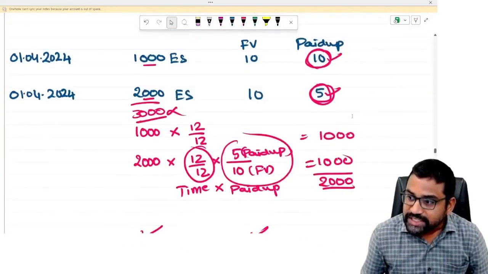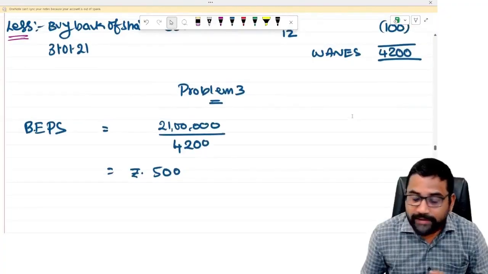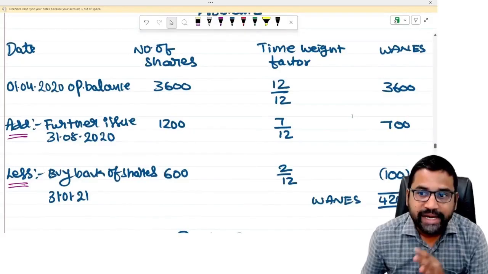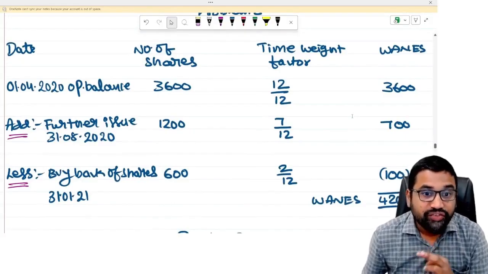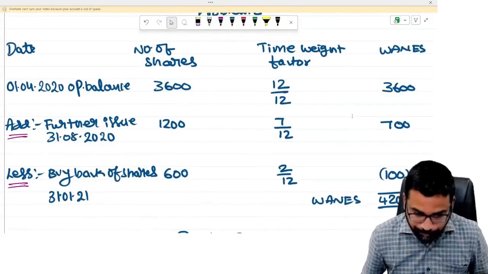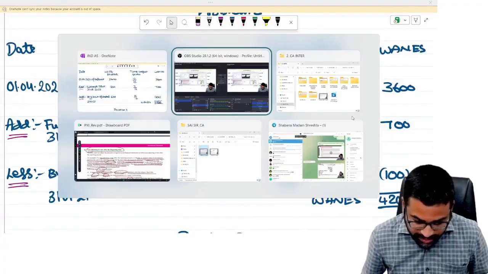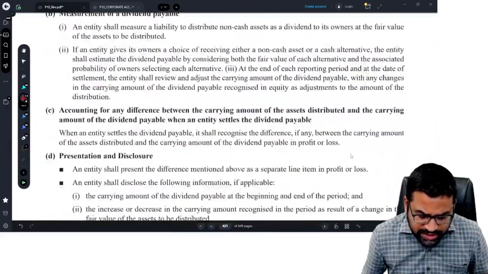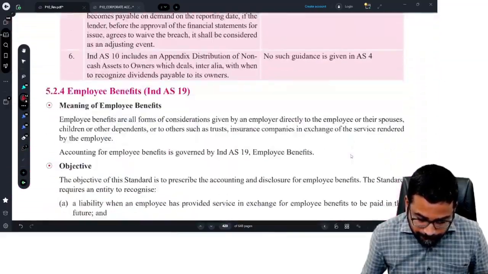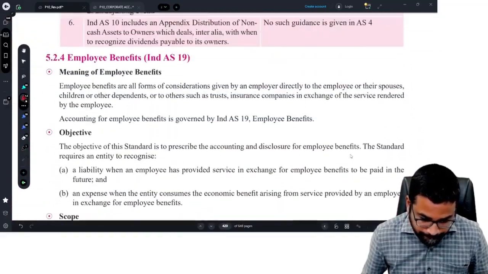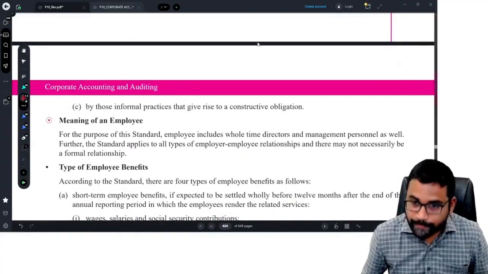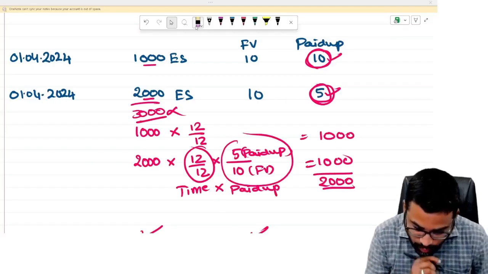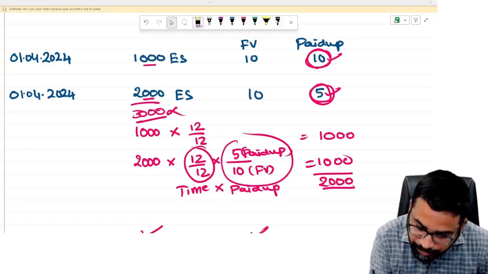Next, sir, sometimes what happens, sir? There are situations like partly paid up shares. Next, different nominal values. Now, in such a situation, how to calculate the weighted average number of shares? We will see. Sir, sometimes in the question, they will give you different paid up amounts.